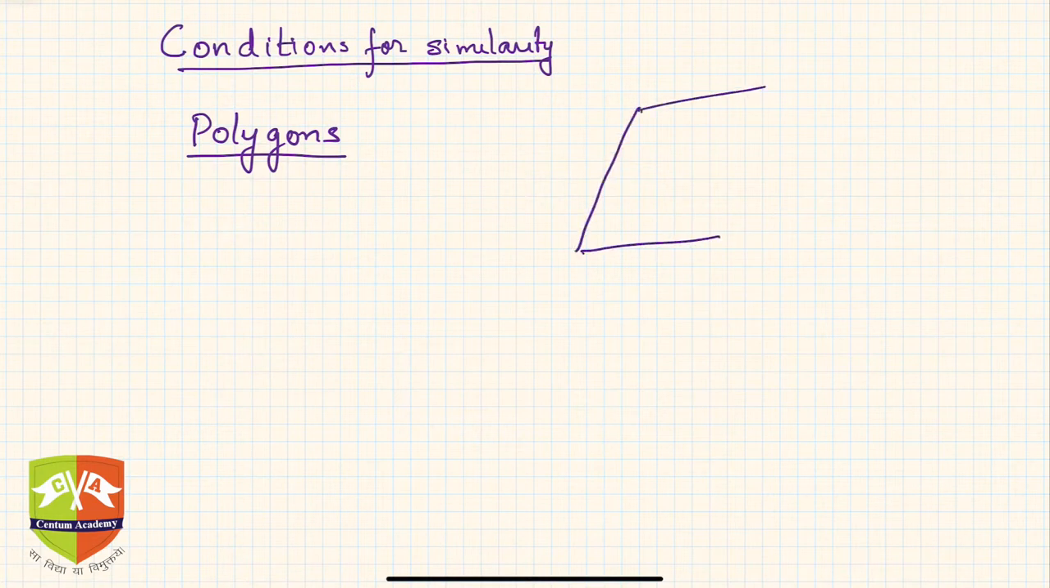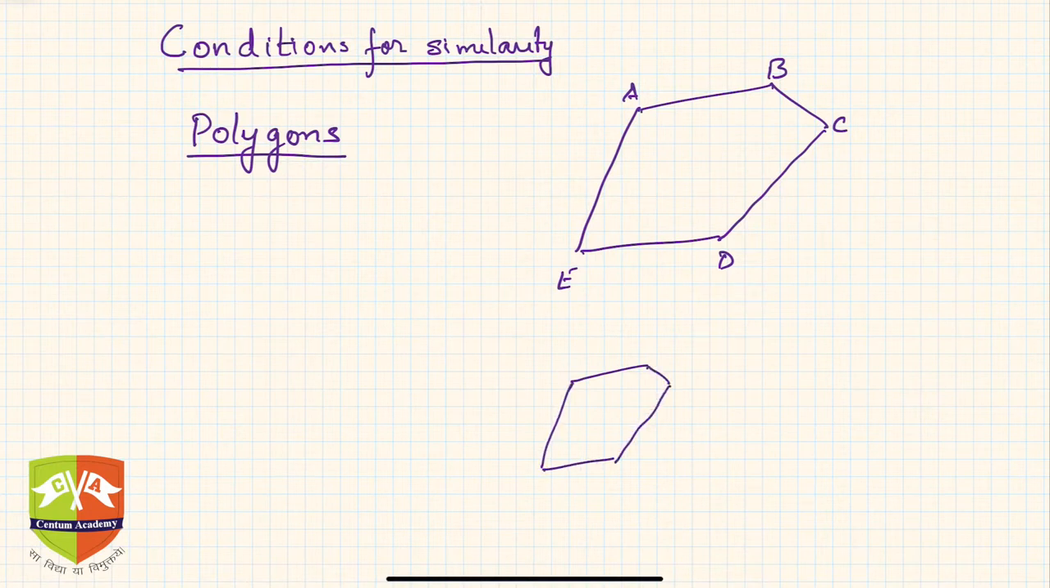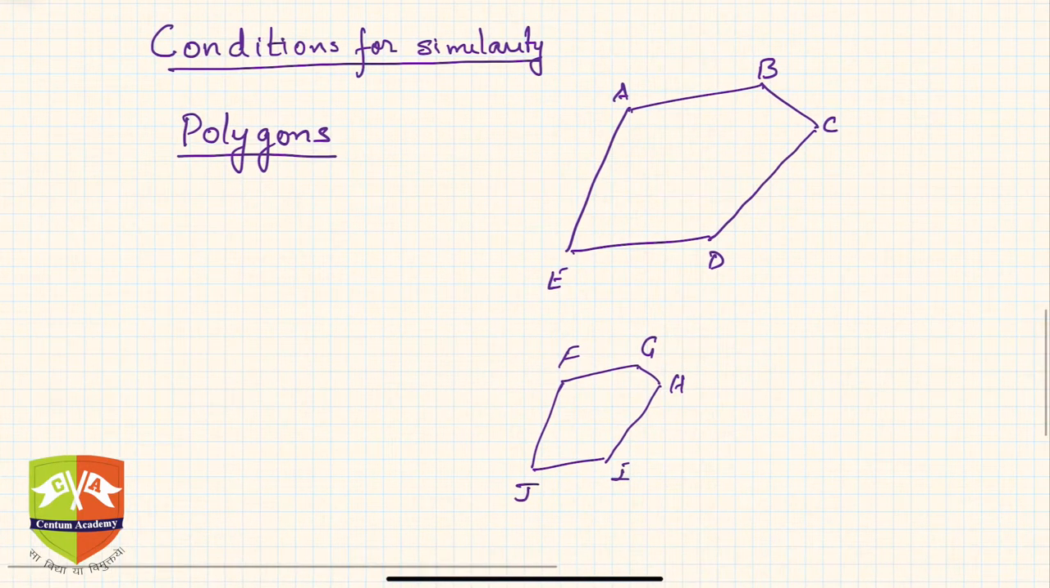So let us say I have this kind of closed figure, and let me name it A, B, C, D, E. This is how the polygon is, and I have another polygon like this, and its name is F, G, H, I, let's say J. So you can see clearly here it is a pentagon, isn't it? This is a pentagon. Now I am talking about similarity of these two polygons.